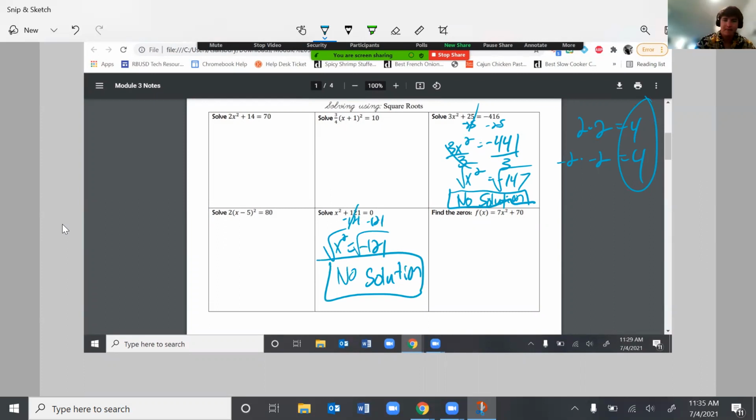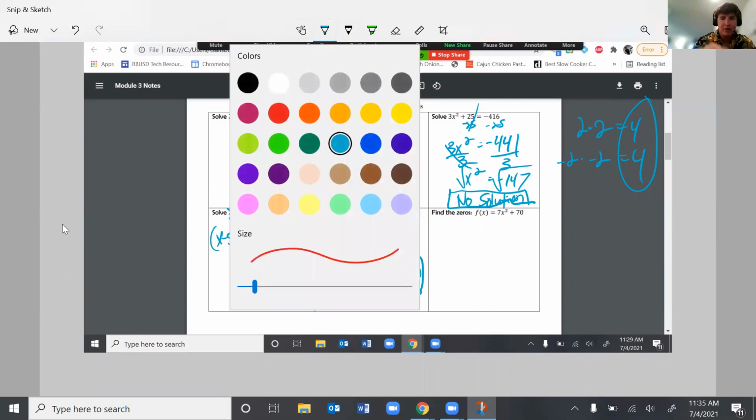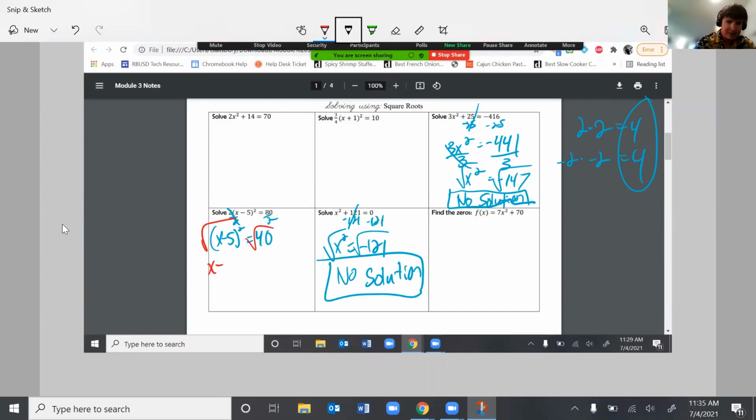The bottom left of this grid, start by dividing both sides by 2. x minus 5 squared is equal to 40. Take the square root of that. Get x minus 5 is equal to plus or minus the square root of 40. See if that simplifies. Well, 10 and 4, 5 and 2, 2 and 2. I got a pair. So it's going to be 2. Bring that out. Whatever's left, leave it inside. 5 times 2, which is 10. And then add 5 to both sides. So x is equal to 5 plus or minus 2 times the square root of 10.